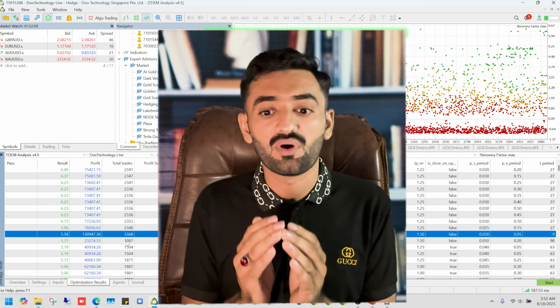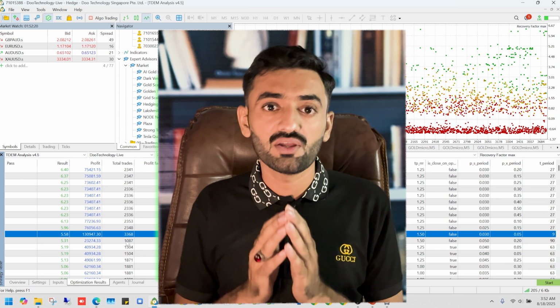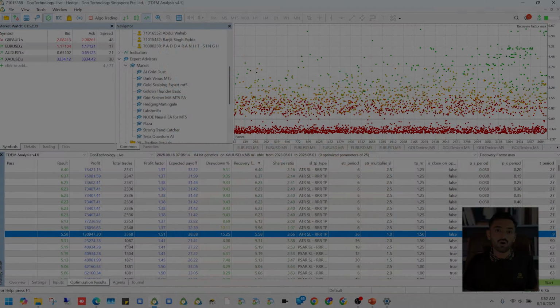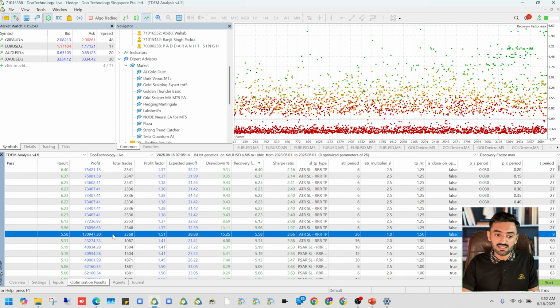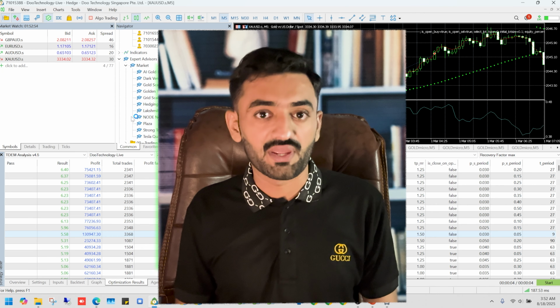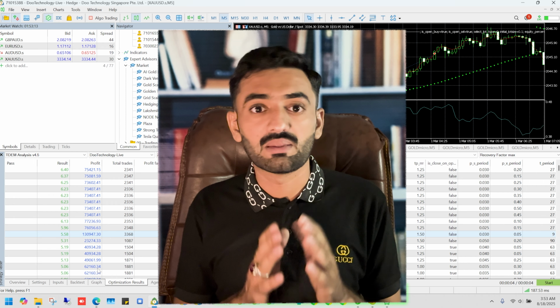Also, I am looking for the input settings of the robot because I am the developer of this bot. So I know very well the impact of these values inside the robot. Okay, so let's suppose this is the final selected input setting. So I will simply right click on it and run a single test to see the report in more detail. Till now we were reading the optimization report and now we will read the backtest report.